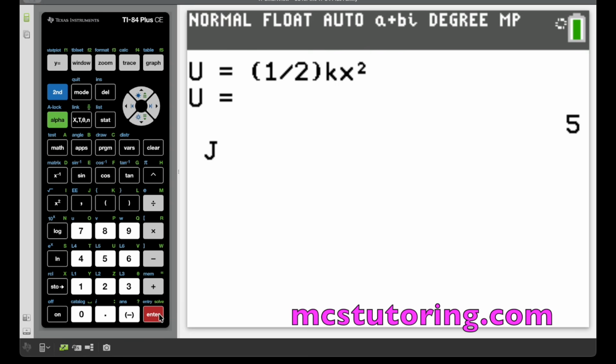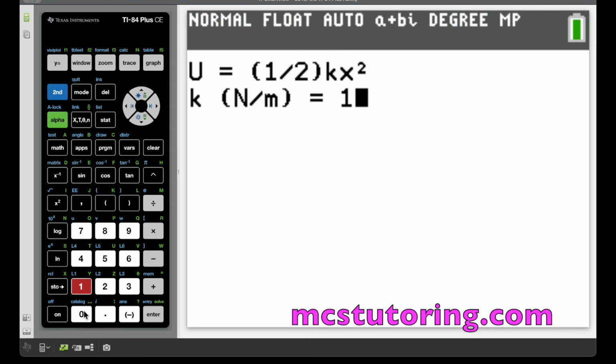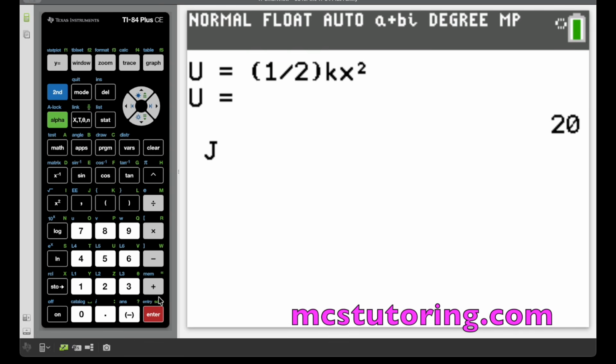Now, to double the displacement, k is 10 because that remains the same, except now we're going to double the displacement. So 2 times 1 is 2. And then we get 20 joules. Okay, so when x doubles, the energy quadruples. That confirms energy is proportional to x squared.